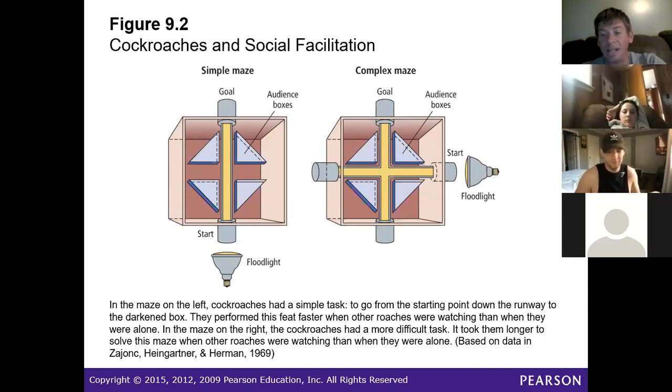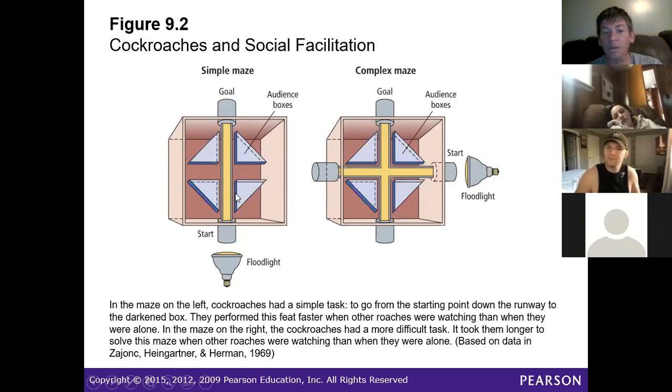So what they did is they would take a cockroach one at a time, and they would put them in this box at the one point, turn the light on, and they would time it. How long did it take to go from one end to the other? Okay. Took about this much time, this much time. They got an average.